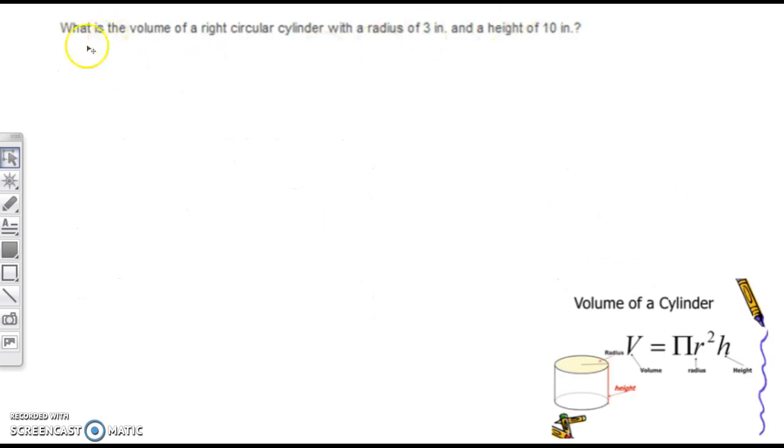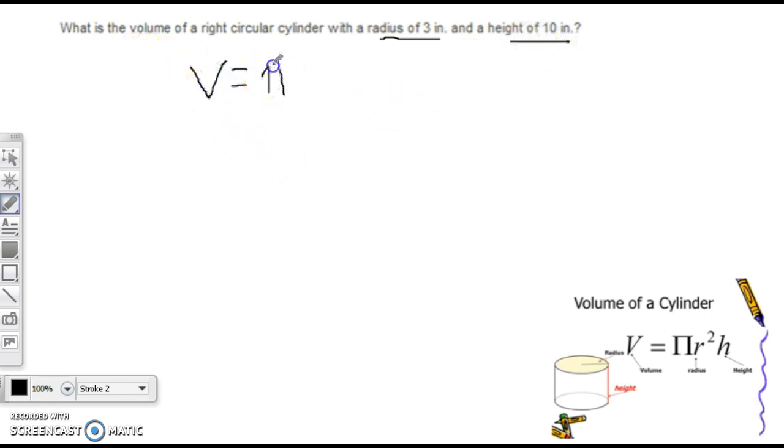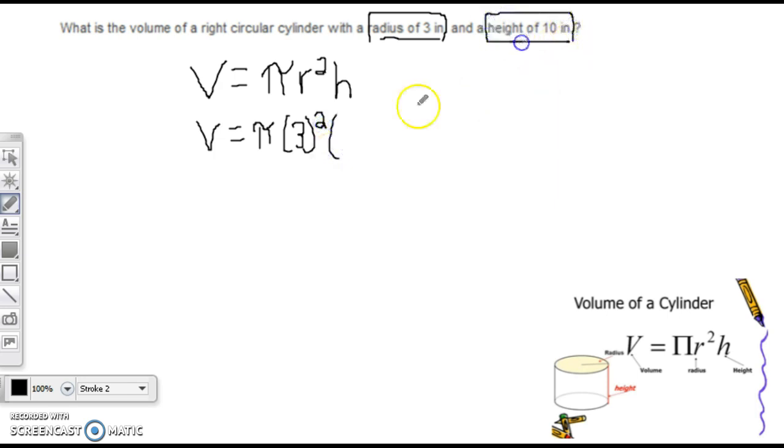Let's get started. It says, what is the volume of a right circular cylinder with a radius of 3 and a height of 10? So let's go ahead and write down our volume of a cylinder formula. So I cut off my question. I'm not sure if your quiz is going to ask you to use pi or to use 3.14. So I'll show you both ways. But for right now, I'm going to leave it as pi. For r, for the radius squared, I'm going to plug in 3. And then for the height, I'm going to plug in 10.